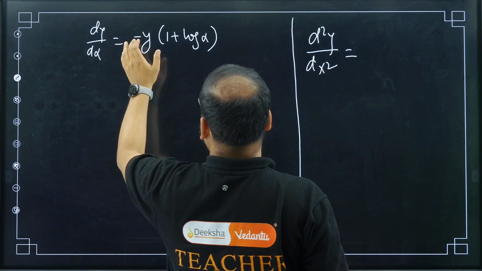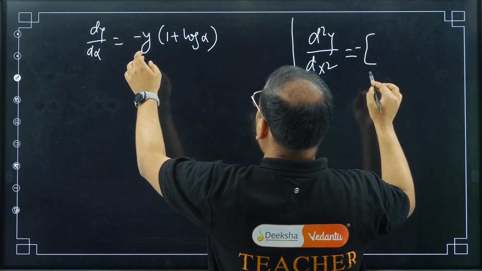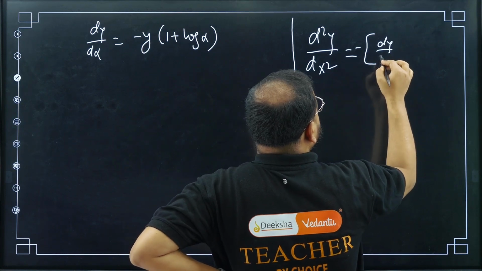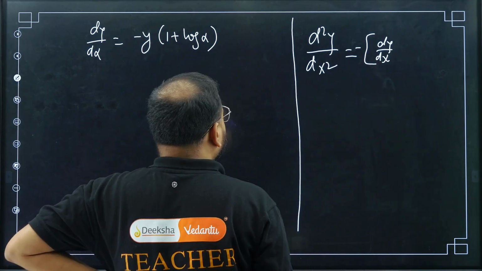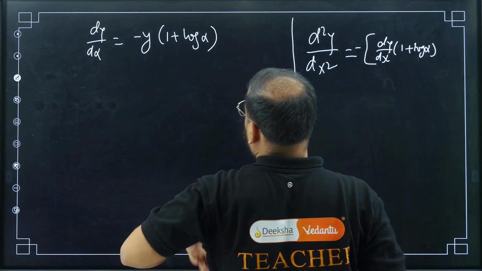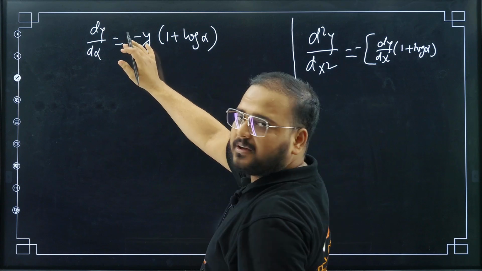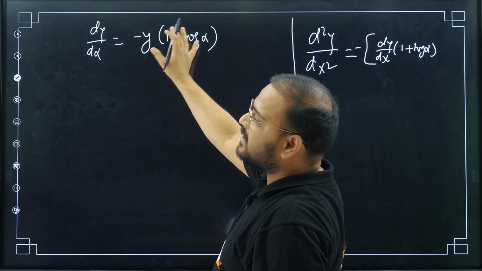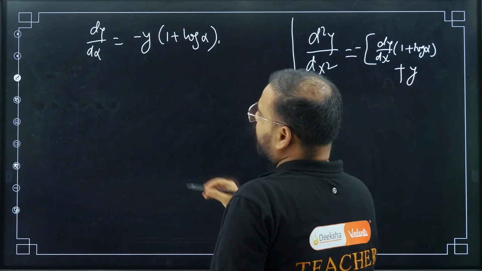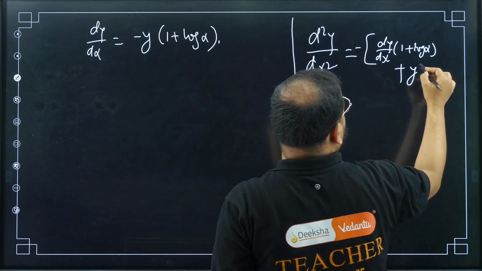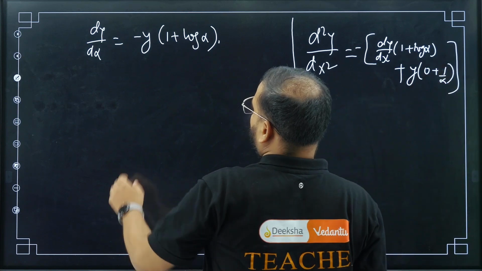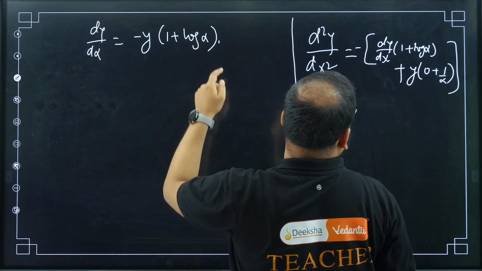I'll keep the minus sign outside. I'll do for y. What will y become? Y will be dy by dx, correct? And I'll keep 1 plus log x as it is. I've taken the product rule. Y will be dy by dx and this will be as it is, 1 plus log x. Next, I take a plus sign, keep y as it is, and differentiate 1 plus log x. For 1 I will have 0, and for log x I will have 1 by x.